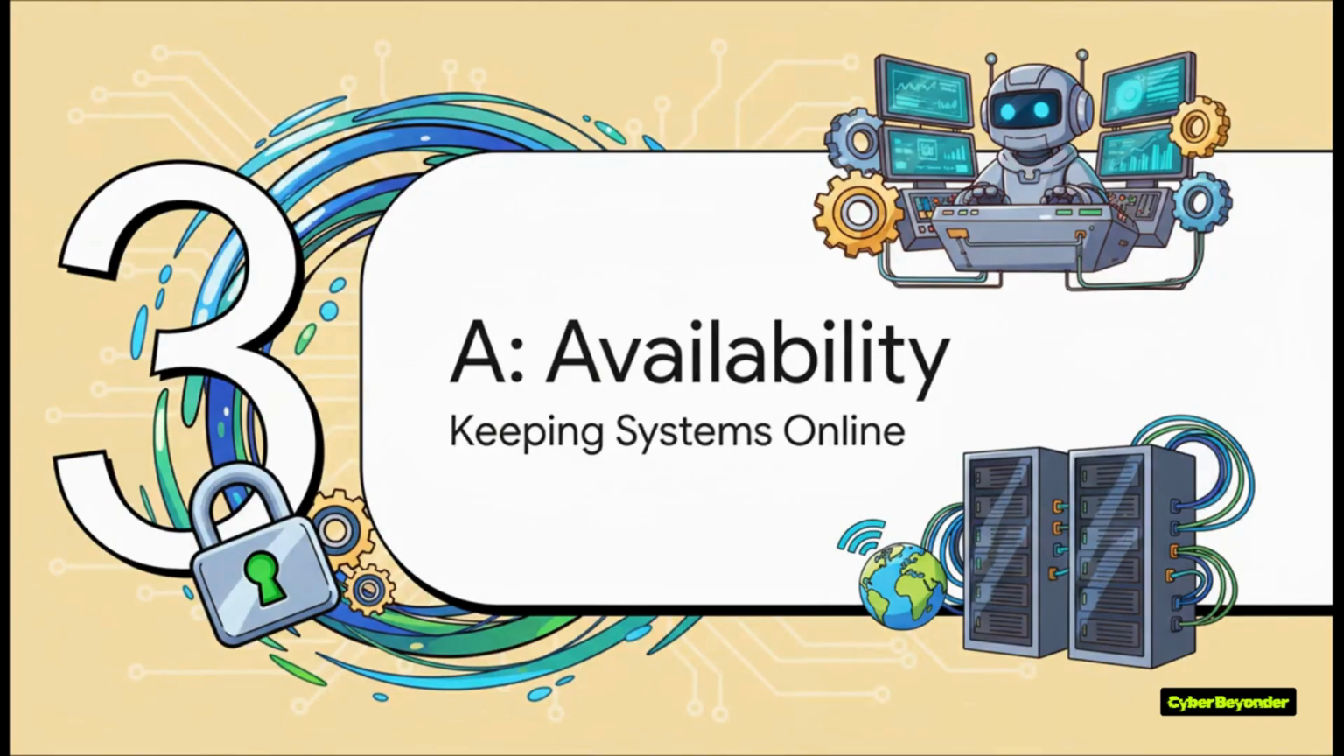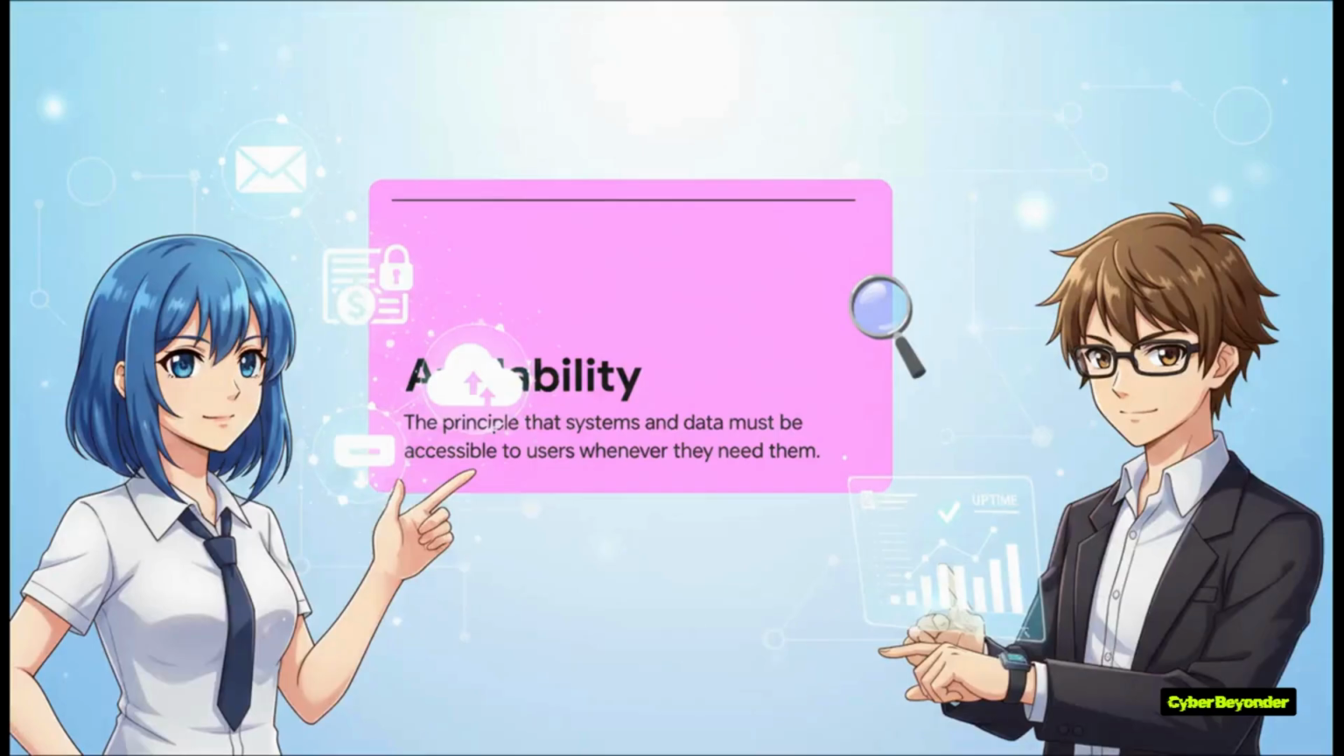All right, so we need our data to be secret, and we need it to be accurate. But none of that really matters if we can't get to it in the first place, right? And that brings us to our final pillar, A for availability. This one's maybe the most straightforward of the three. It simply means that when you need to access a system or get to your data, it's there for you.